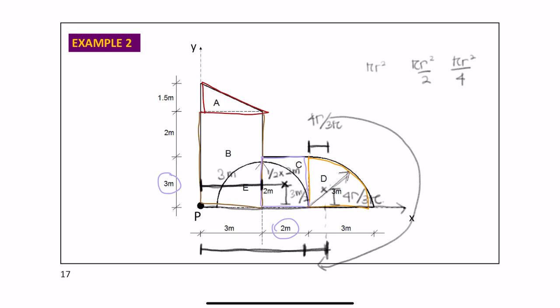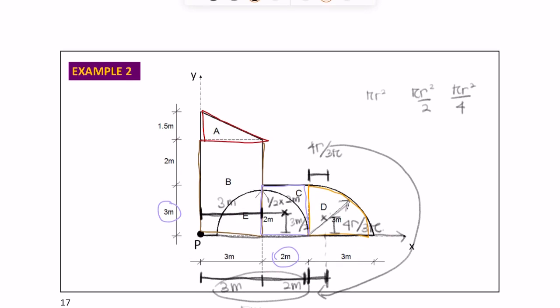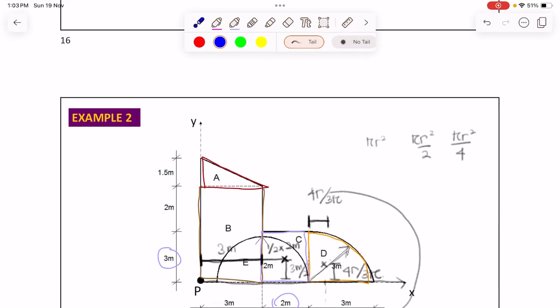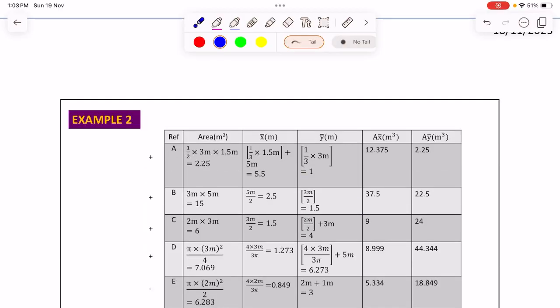And you have another balance of 2 meter and another 3 meter here. So, ini adalah 5 meter. So, 4 times with the radius, which is 3 meter, bagi dengan 3 pi, campur dengan 5 meter to get y. You will get 6.273. For ax bar and ay bar, just simply multiply the area with the x bar and y bar respectively. So that's for the area yang you kena tambah.